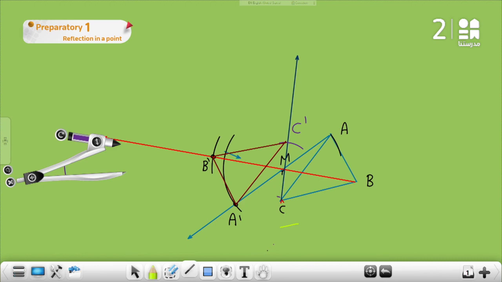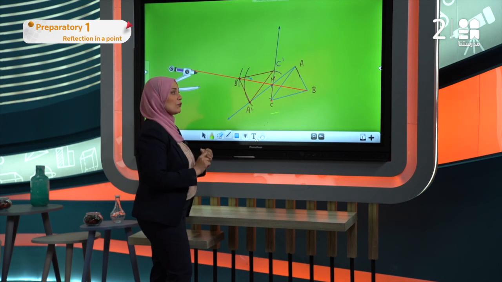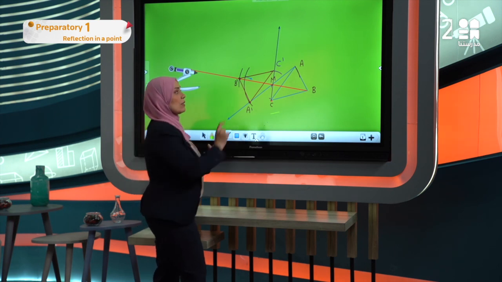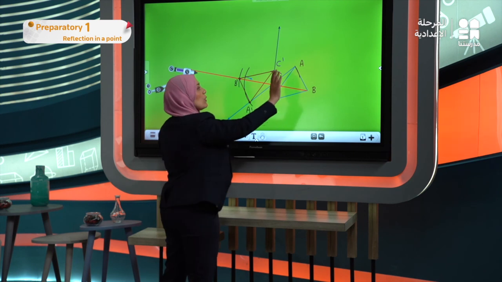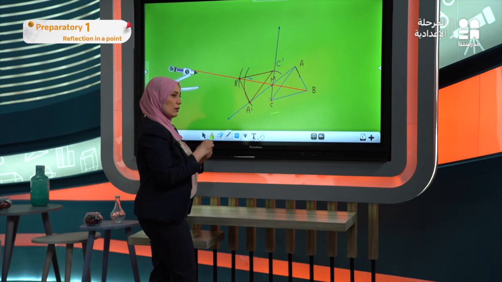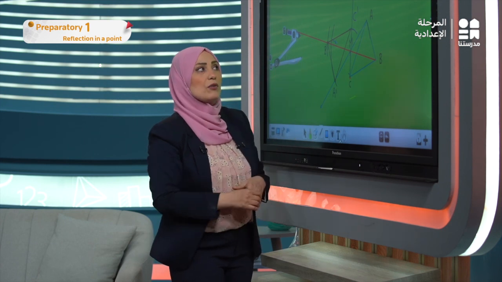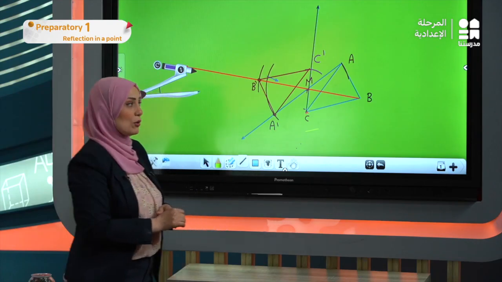So we have 3 steps to make reflection in a point. First, we have to draw a ray between the original point and the image that we need. Then open the compass, radius equal to the distance between M and the point. Then draw an arc to the other side of M. Then match between all the images to get another triangle. That's all about our lesson.